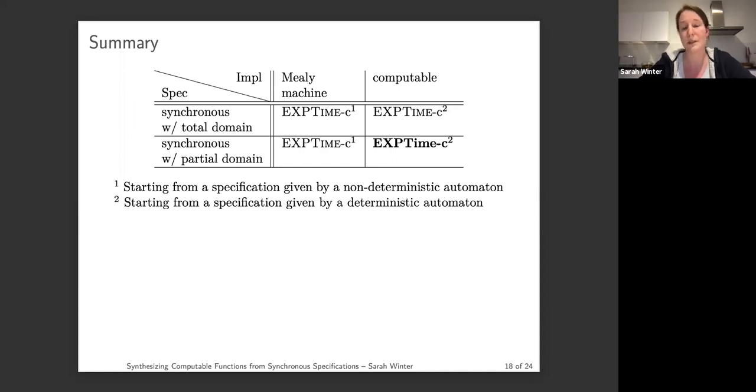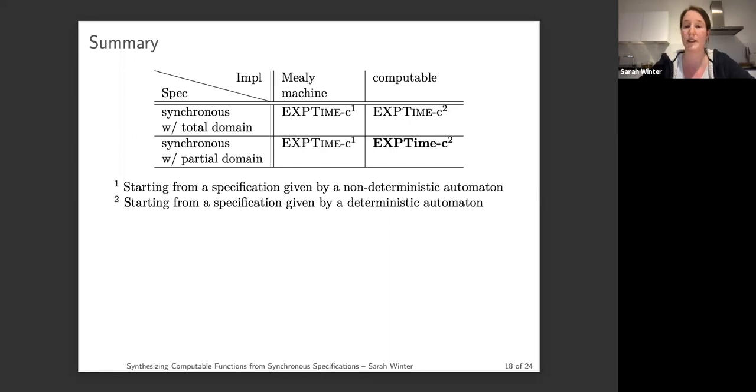We have seen that if we simply ask for computable implementations, then it is no longer the case that we can go from the partial domain case to the total domain case. For the total domain case, it was already known that it is X-time complete. This result assumes that the specification is given by a deterministic automaton, and this is the same assumption I also make. And then it is also X-time complete.